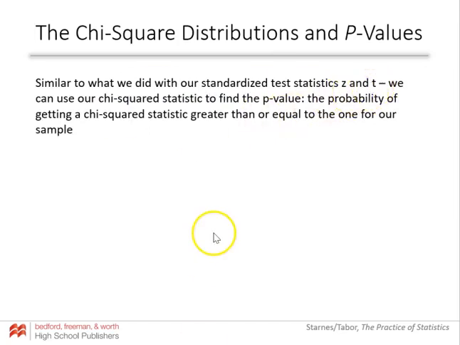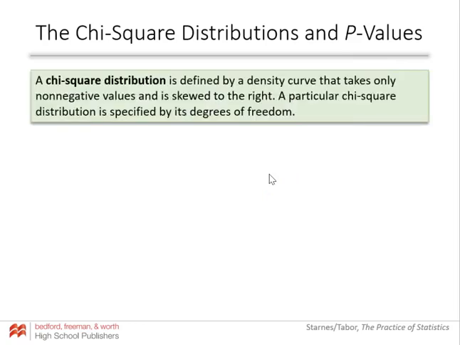Okay. What we're going to do with that is similar to what we did with our Z test statistic or T test statistic. We're going to use that to find a p-value, the probability of getting a number greater than or equal to the chi-square that we got for our sample. And to do that, we have to use a chi-square distribution. So when we did Z, we used a normal distribution. When we did T, we did a T distribution. Okay, so when we find chi-square, we're going to use a chi-square distribution.